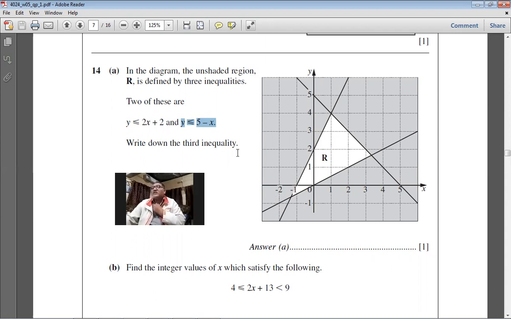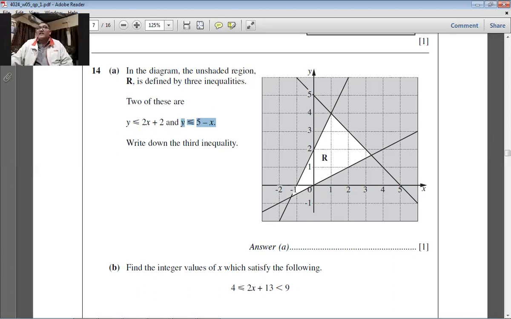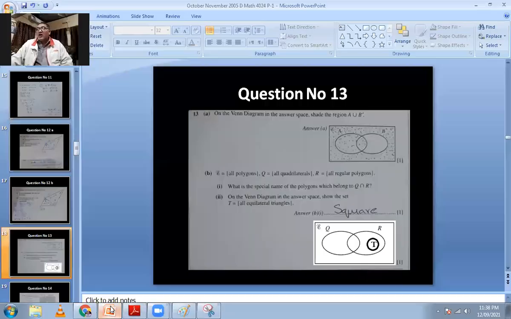He says, write down the third inequality. So first of all, I will find the equation of this line. I can take 2 points on this third line. One point is 0, 0. And I can take any other point, for example this point, 4, 2. By using these 2 points, I will find the equation of this line, and then I will write the inequality. So this is question number 14, part A. Let me show you how I have done this.